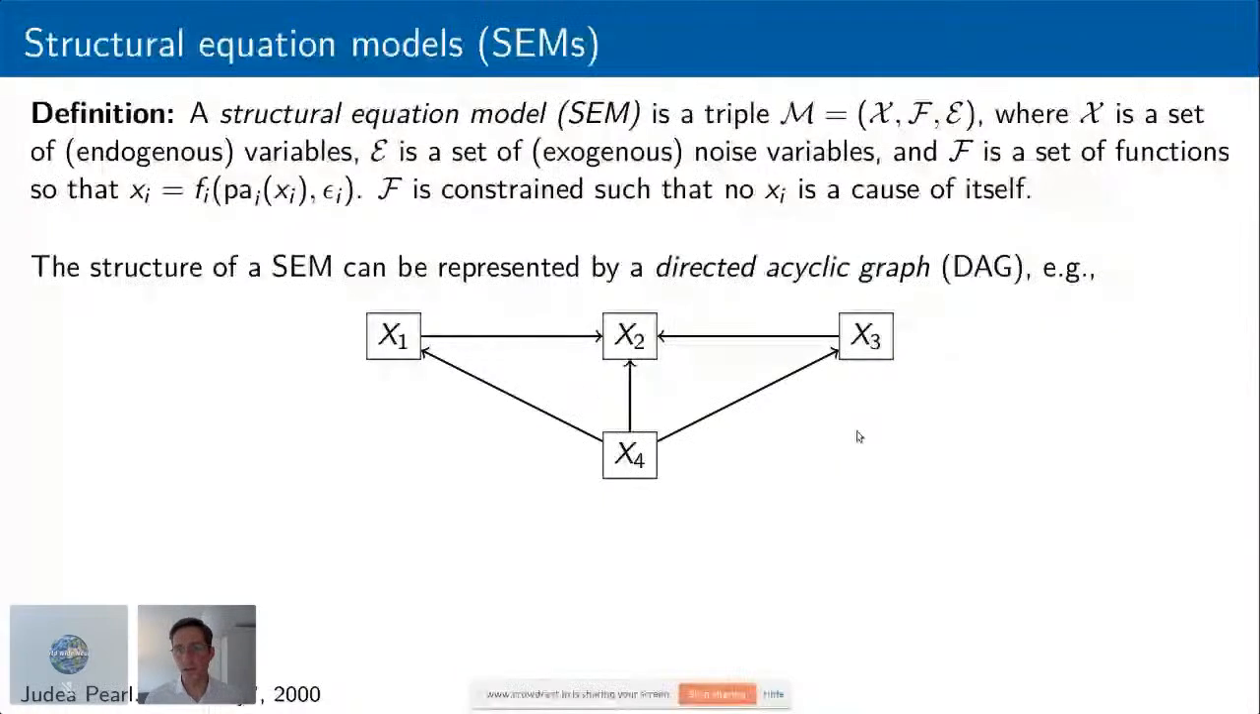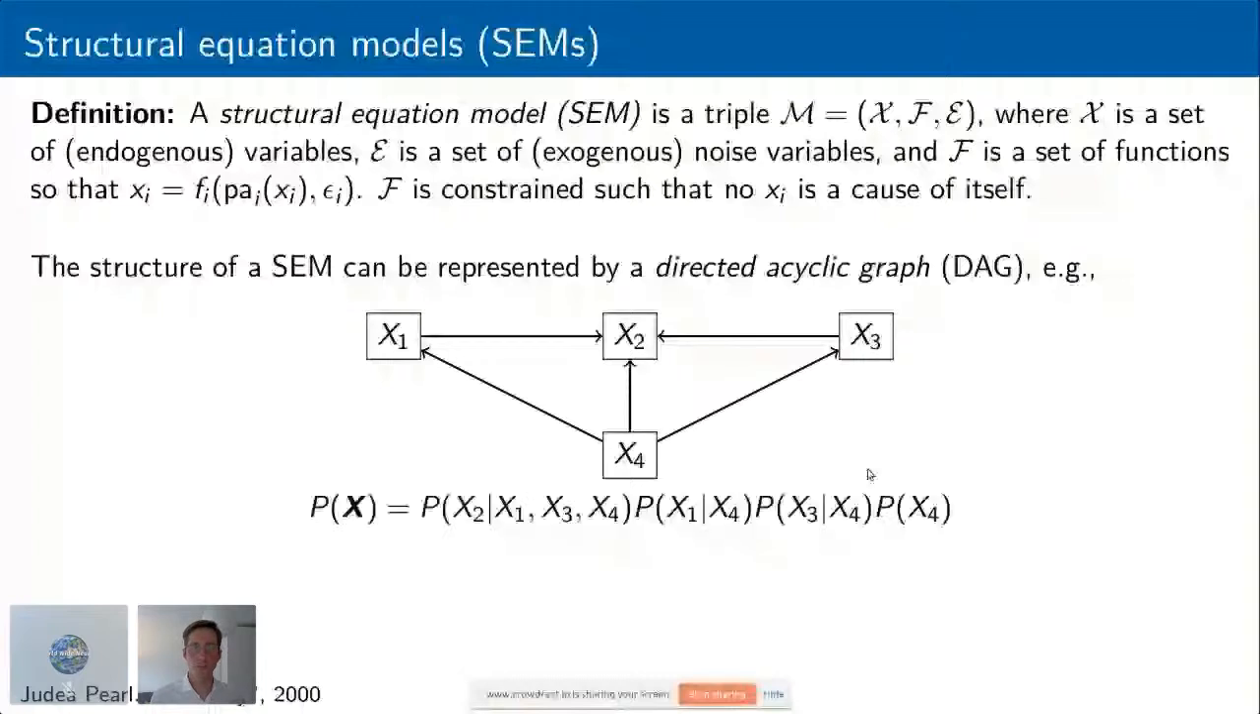And the nice thing about this graph is that it makes it really easy to argue about distributions and effects of interventions on distributions. So these structural equation models give rise to a probability distribution over the variables in X due to the distributions of the noise variables and the functions. And this joint distribution factorizes according to this DAG.